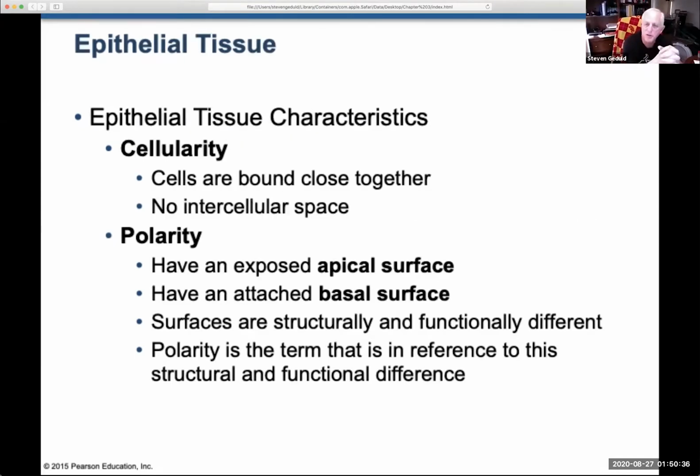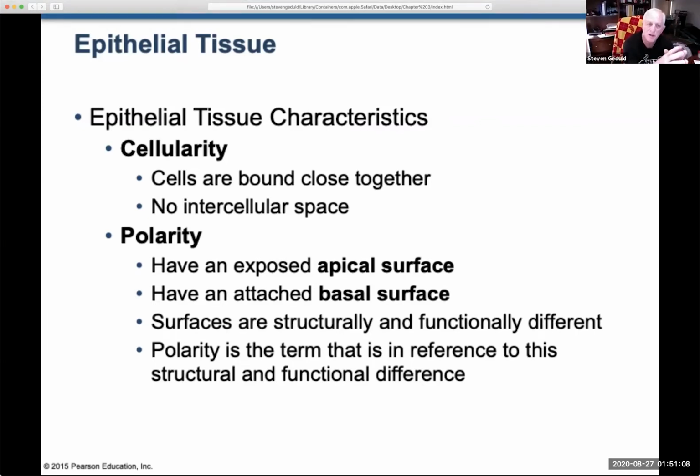Epithelial tissue characteristics. The cellularity, the cells are bound close together. Epithelial tissue makes up your skin, and all those cells are bound tightly together. There's no intercellular space. The cells match up and line up with one another. Epithelial tissue has polarity, which means there's one end and another end, and they're extremely different. The exposed end, or the top end, is your apical surface. The surface attached to the connective tissue underneath is the basal surface.